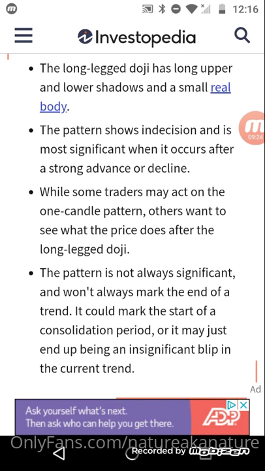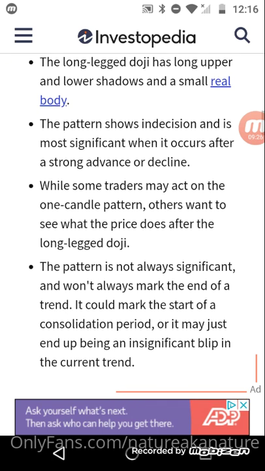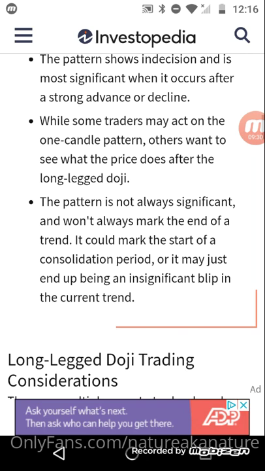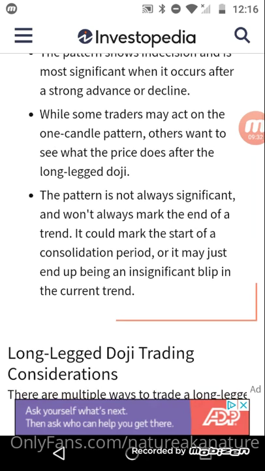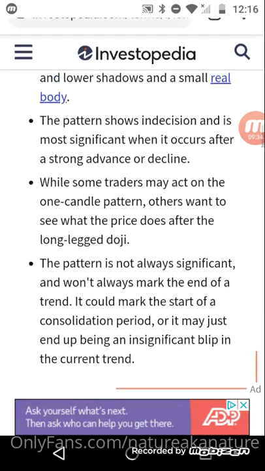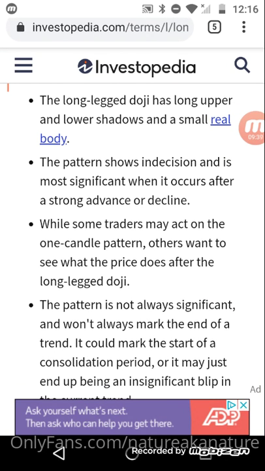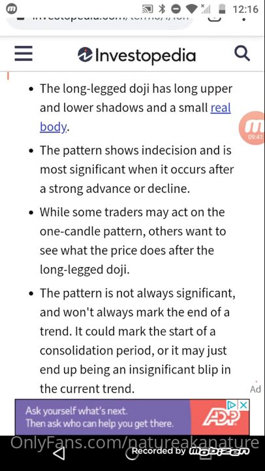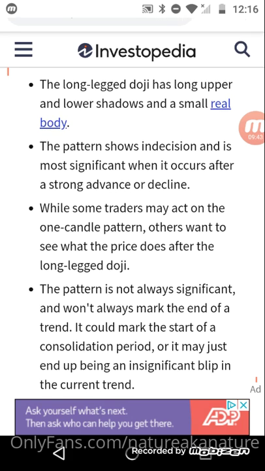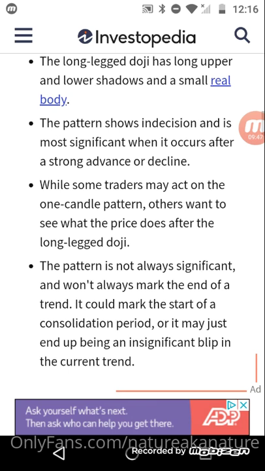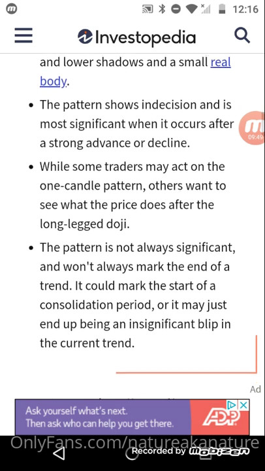It shows indecision in this pattern, and most significant, it occurs after a strong advance or decline. While some traders may act on one candle pattern, others want to see what the price does after a long-legged doji. Okay, so the pattern is not always significant, and it won't always mark the end of the trend. It really doesn't. It could mark the start of a consolidation period. 99% of the time, I think it really does mark a consolidation period.